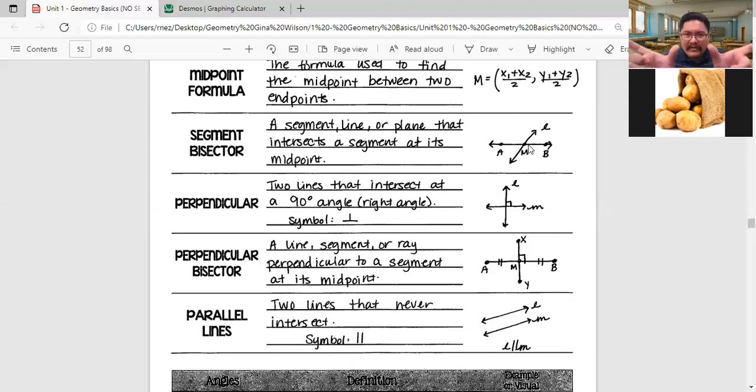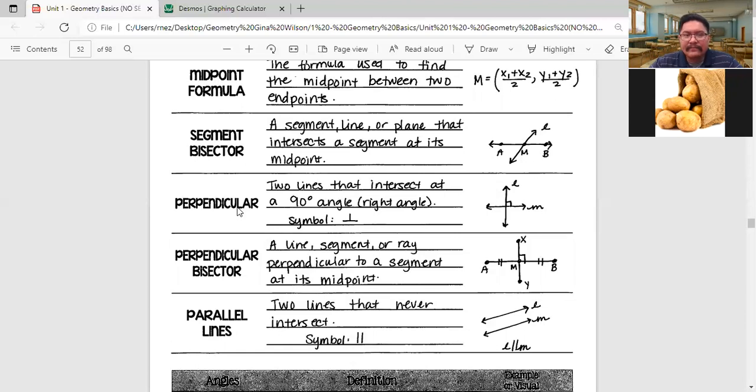So again, those 2 parts should be congruent. They should be the same size. Because if it doesn't make them the same size, if it doesn't cut it directly in half, then it's not a bisector. So bisector means it cuts it directly in half. Okay, so anyway, let's move on.